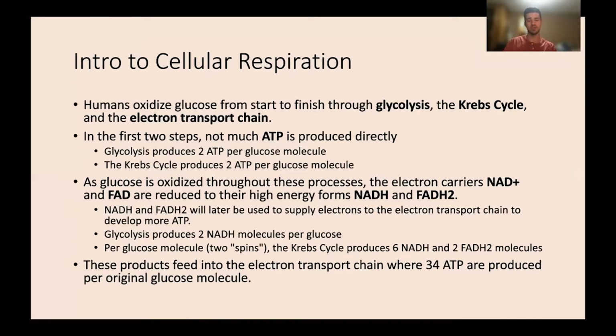Each glucose molecule actually results in 2 spins of the Krebs cycle, because as we'll go over really quickly, once you get to the Krebs cycle, it's 2 3-carbon molecules, so we can spin it twice. That produces 6 NADH and 2 FADH2 molecules. These products feed into the electron transport chain, where 34 ATP are produced per original glucose molecule. So it's a lot more efficient at making ATP than the Krebs cycle and glycolysis.